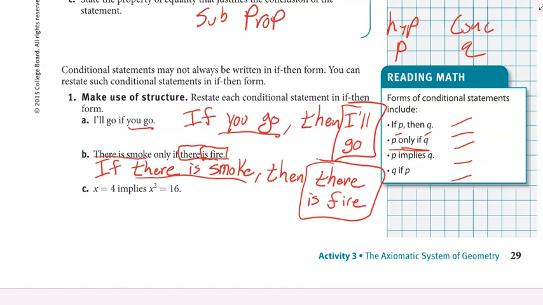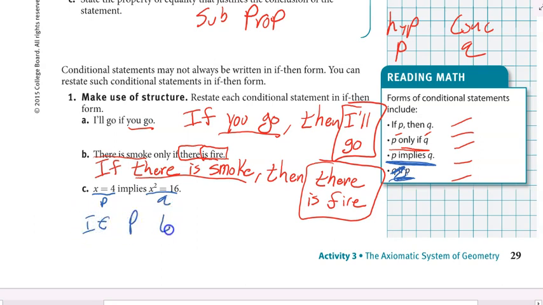Last one I see, I'm going to get rid of some of this just because it's kind of getting in the way. I'll use a different color here. It says x = 4 implies x squared = 16. That looks a lot like this one here. So P implies Q. So this is my hypothesis P. This is my conclusion Q. So I can write it if P, then Q. So if x = 4, then x squared = 16.